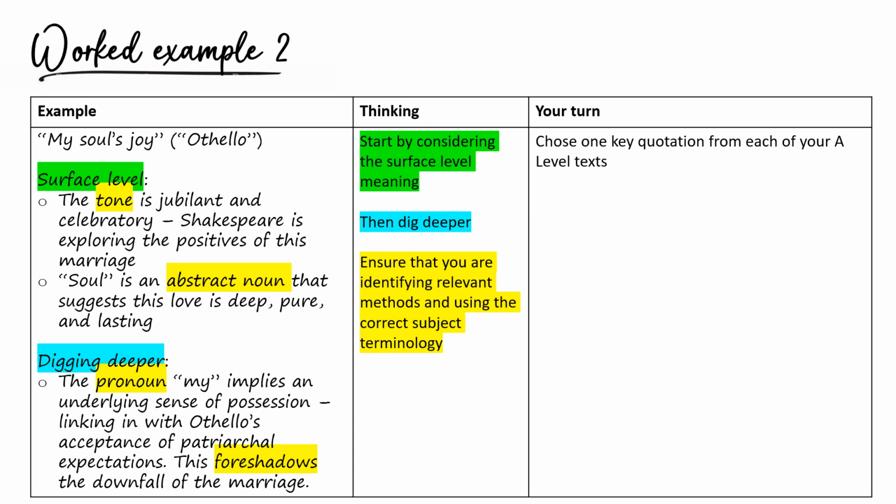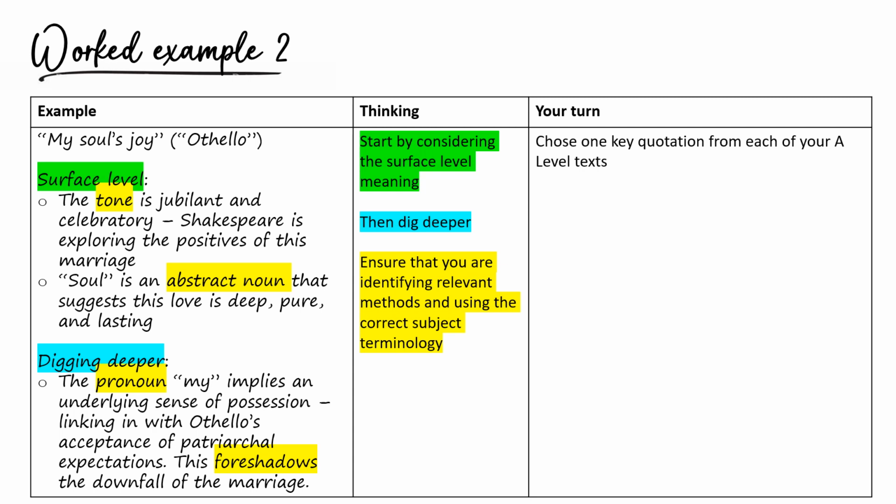So we're going to start by considering that surface level. Well, the tone, and that's my subject terminology there in yellow. The tone is jubilant, it's celebratory. Shakespeare's looking at the positives of this marriage. Then we're looking at the word soul. Another abstract noun here, total coincidence there. We've got an abstract noun that suggests that love is deep, it's pure, it's lasting. You know, we use the phrase soulmates in modern discussions about love, don't we? Well, it's that kind of idea.